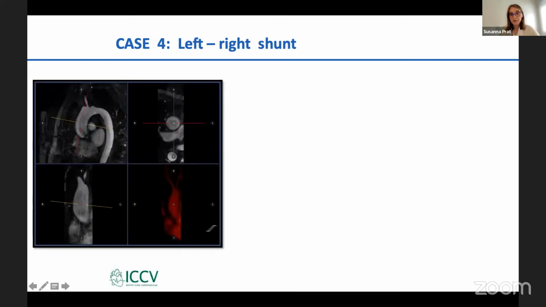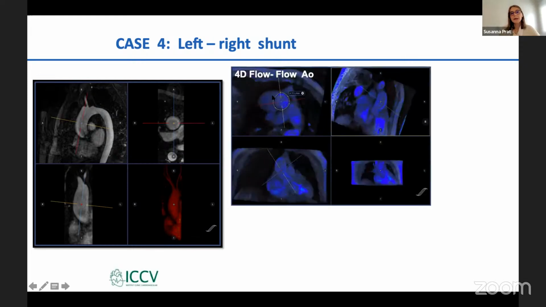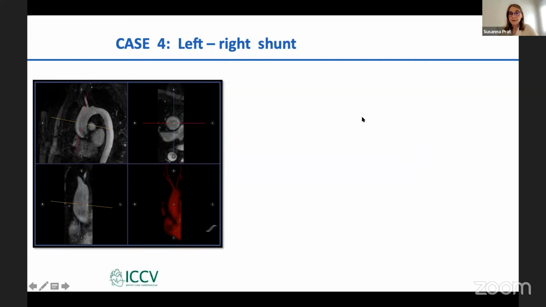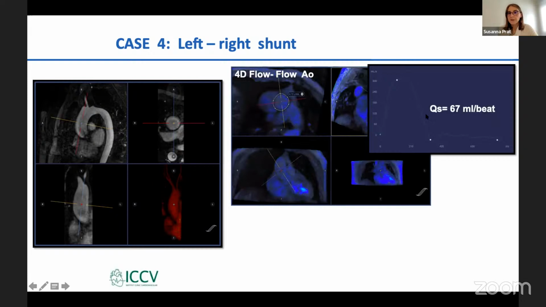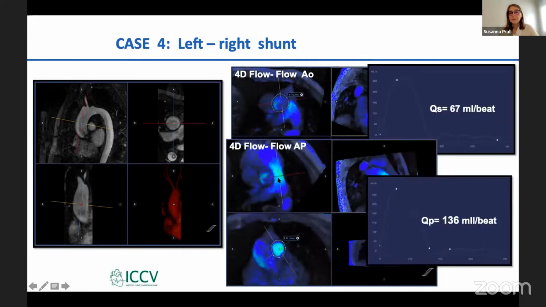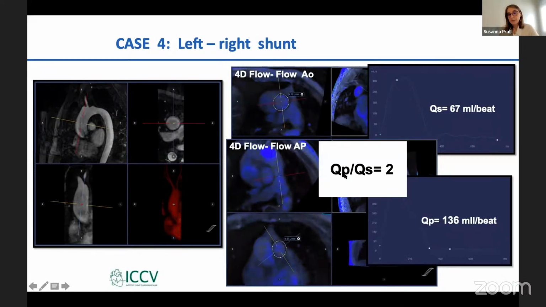We did our protocol of the aorta. The angio was normal, and we planned our 4D flow. Here we calculate the stroke volume in the aorta with the 4D flow, calculating a QS, normal. We did the same for the pulmonary trunk. We calculated the flow at that level, and we calculated the QP. And we saw that the QP/QS was significant, it was 2, a significant left to right shunt.